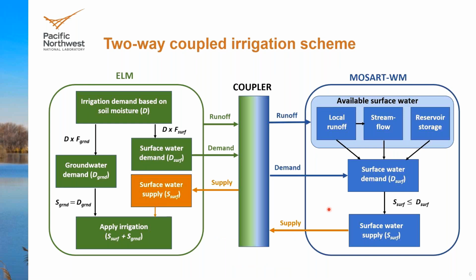In this scheme, we now have a back flux, the water supply from the river model back to the land model to inform the actual irrigation supply, so that you will have the constraint from the surface water.